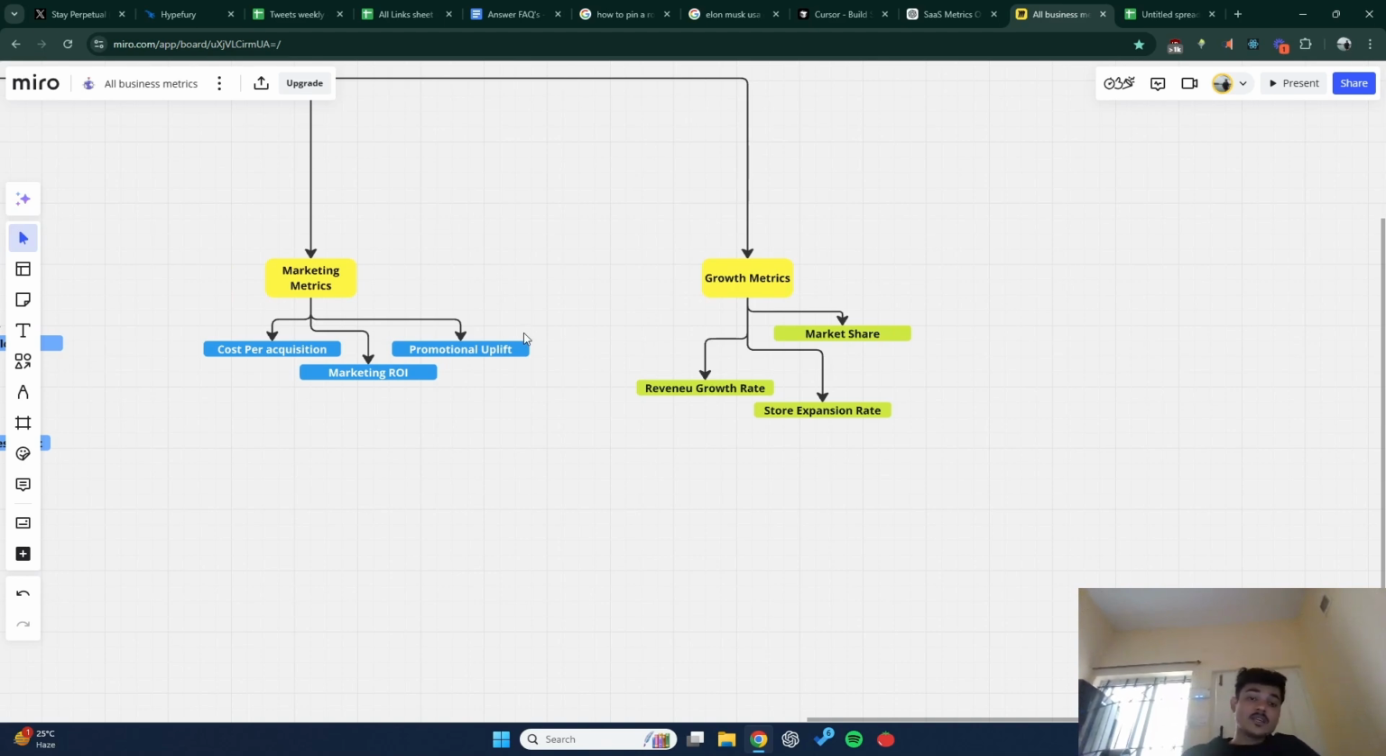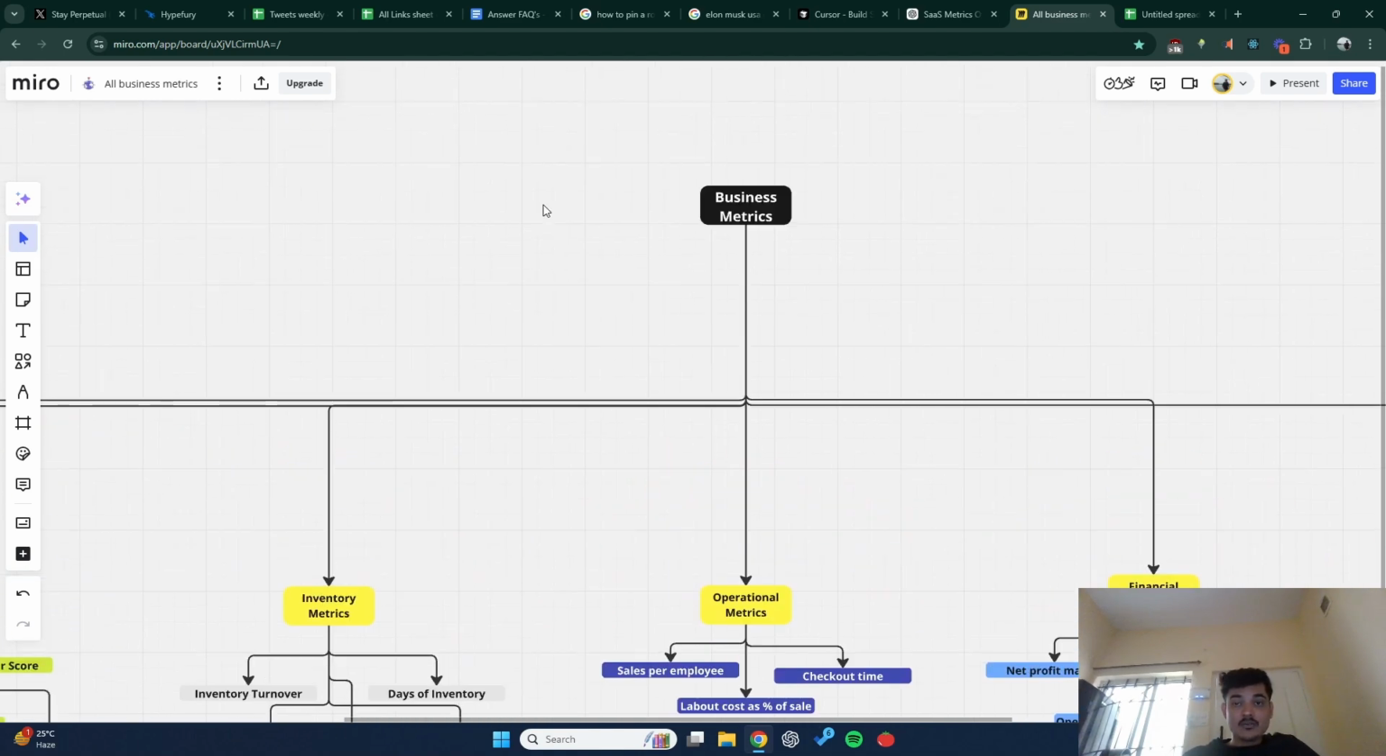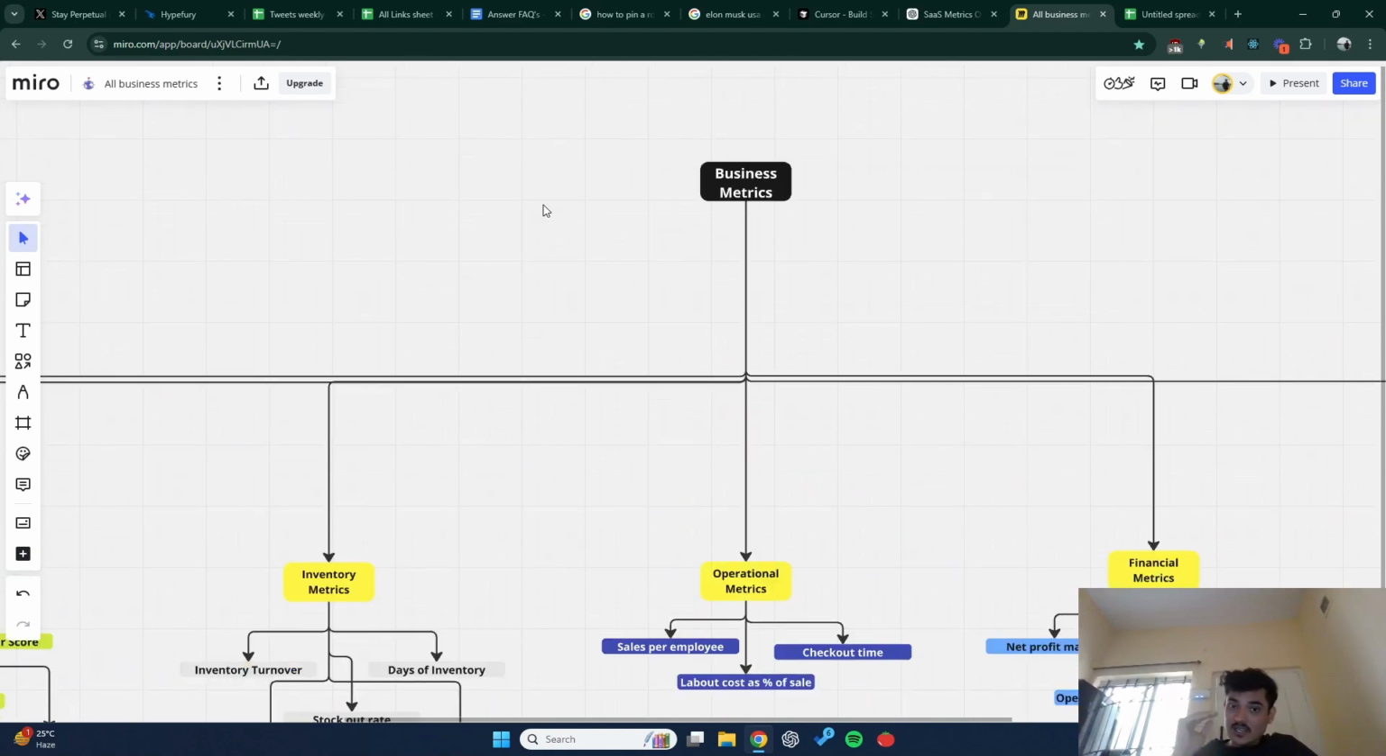So, all right, these would be the seven categories of metrics that you need to track. And these are the metrics that you need to keep in mind and calculate from your financial teams. You should have this every day, and then you keep growing.